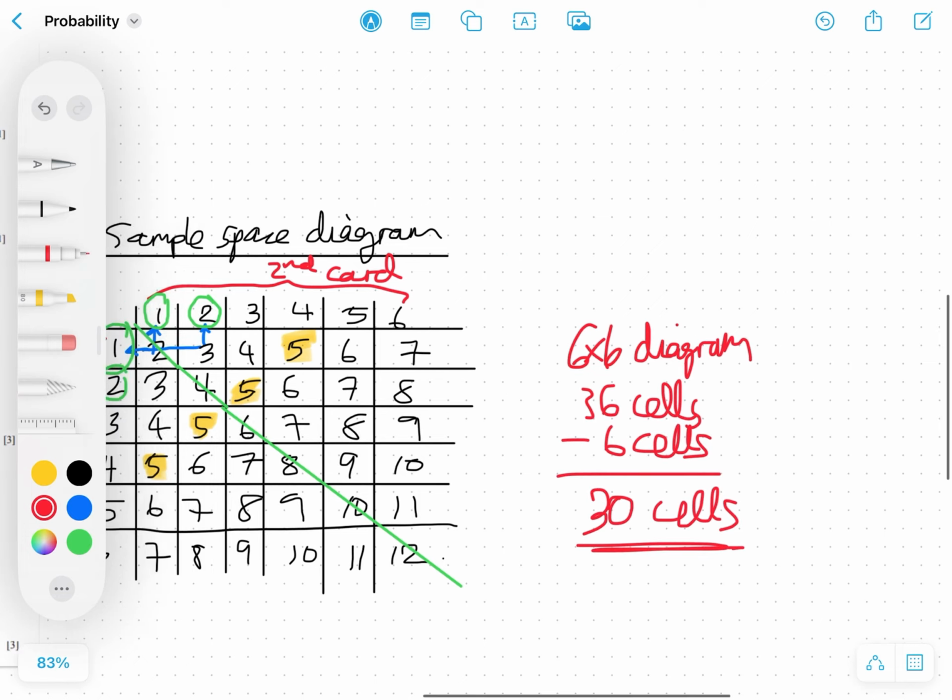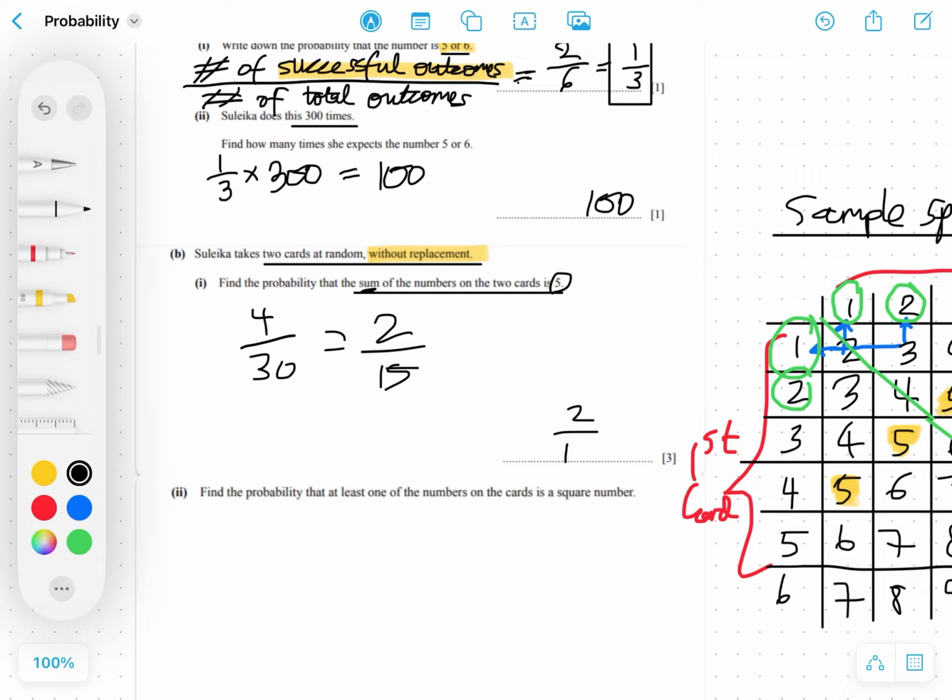So therefore, the successful outcomes is 4. 4 of these cells have a sum of 5. And the total number of outcomes is the total number of cells, which is 30. So therefore, the probability is 4 over 30, which can be simplified to 2 over 15. And that's our answer for that one.